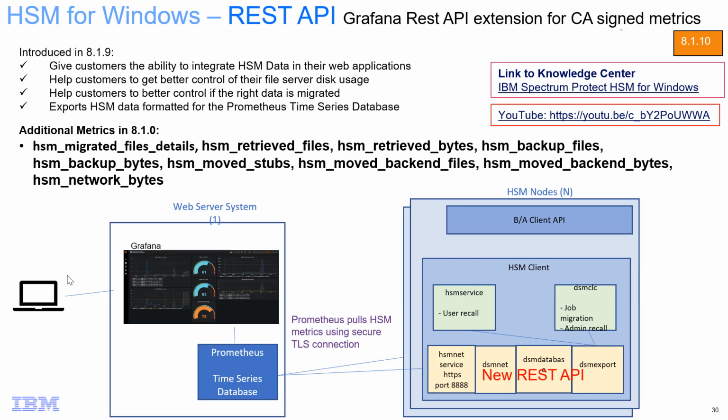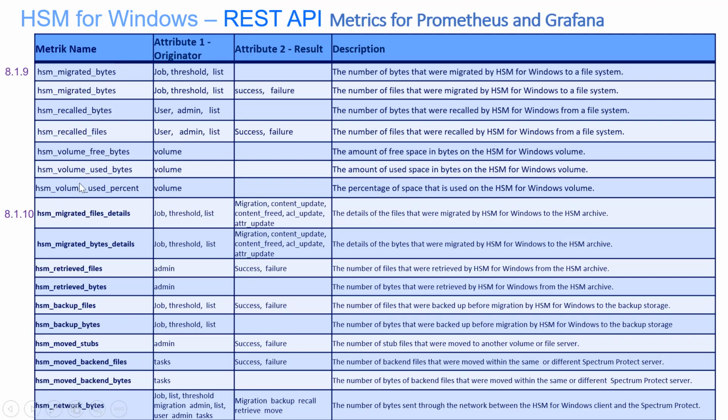Okay, HSM for Windows. Back in version 8.1.9, we did introduce the ability for the HSM for Windows REST API to work with the Grafana. In version 8.1.10, we're taking this HSM data that's been formatted for the Prometheus time series database, and we're adding additional metrics. So here you can see in version 8.1.10, we've added all these new metrics. And the next couple slides actually give you the details on what we had in version 8.1.9 versus the new metrics we've added in version 8.1.10. And I do have a YouTube out there on the 8.1.9 setup, so take a look at that.